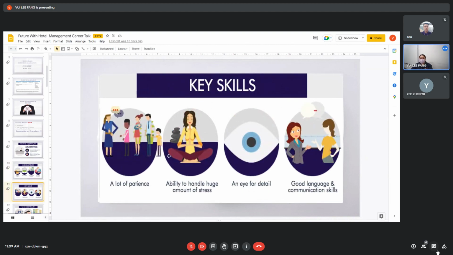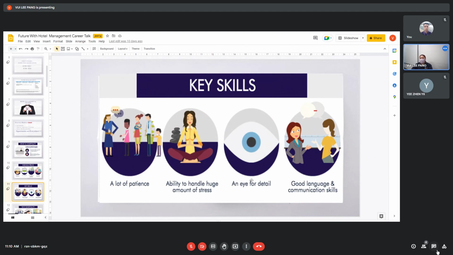There are a few key skills you need as a hotel or hospitality frontliner. First, you need a lot of patience. There are a lot of queries, so you need to solve them. Second key skill, you need the ability to handle a huge amount of stress, how to overcome and solve problems. So that is key skill number 2.